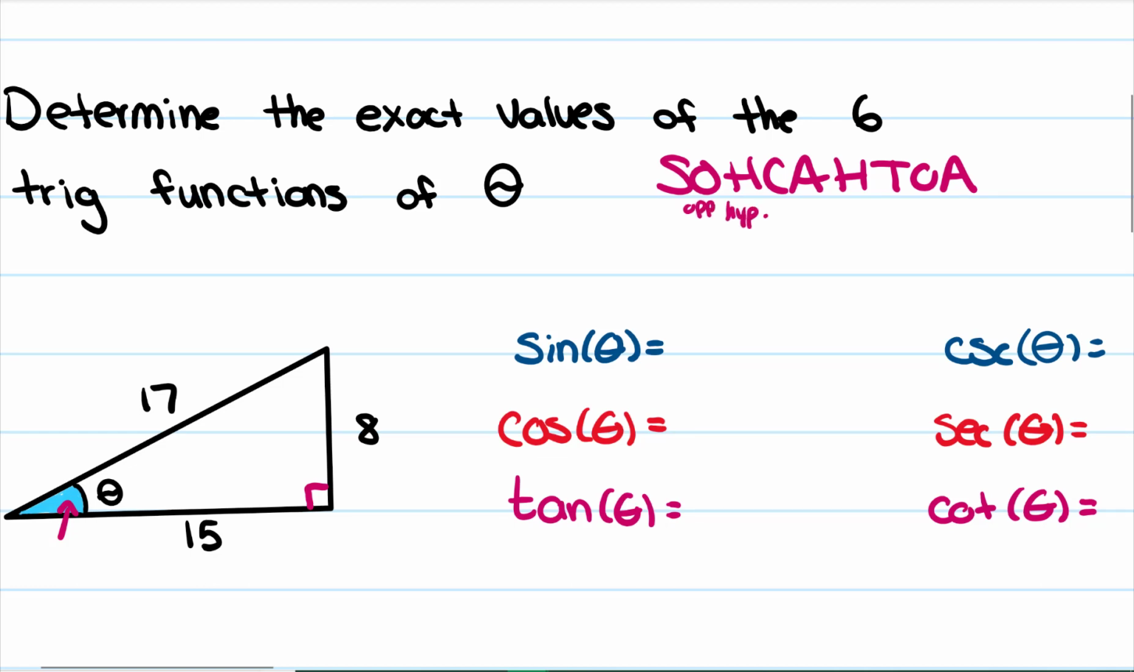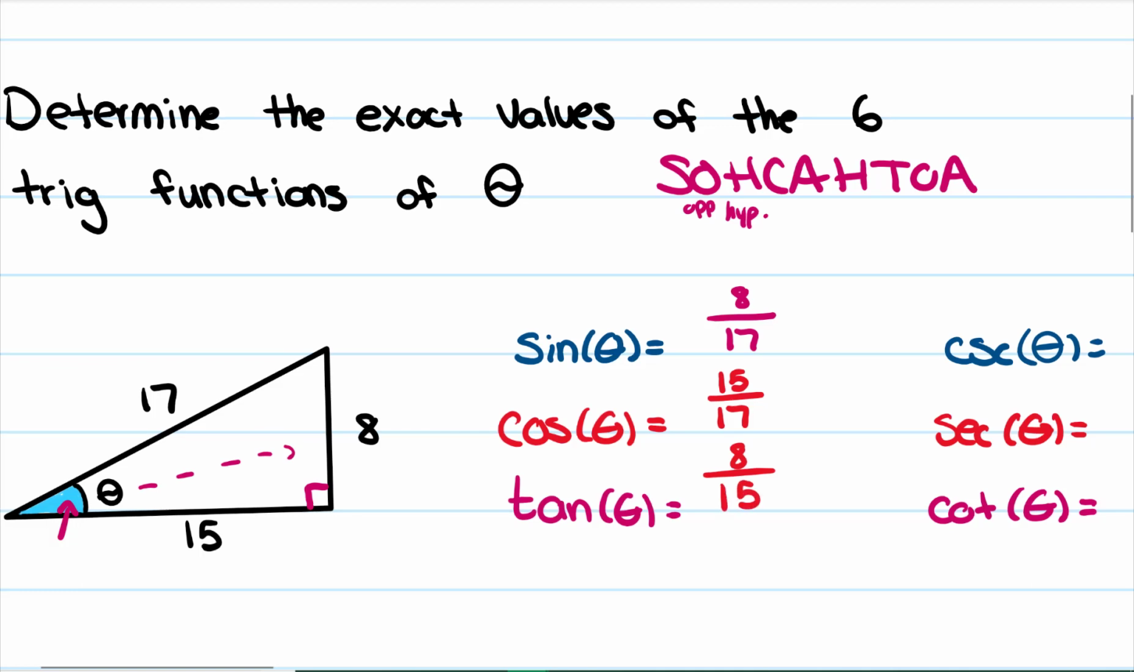So we look at the angle, and the opposite from the angle is 8. So it becomes 8 over, and then the hypotenuse is always across from the right angle, so 17. Okay, now let's do cosine. Cosine is going to be adjacent, so the adjacent is 15 over hypotenuse, which is 17. Then we do tangent. Tangent is opposite over adjacent, so opposite would be 8, and your adjacent would be 15.